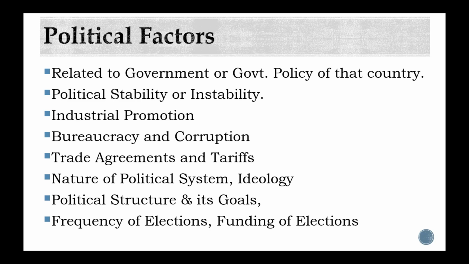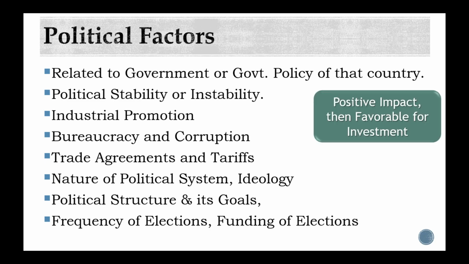India has several trade agreements, but tariff policies often change to protect the domestic industries. For example, India increased tariffs on electronic imports in 2021, aimed at boosting domestic manufacturing under the Make in India initiative. The other factors related to political are the nature of the political system, ideology, political structure and its goal, frequency of elections, funding of elections, etc.